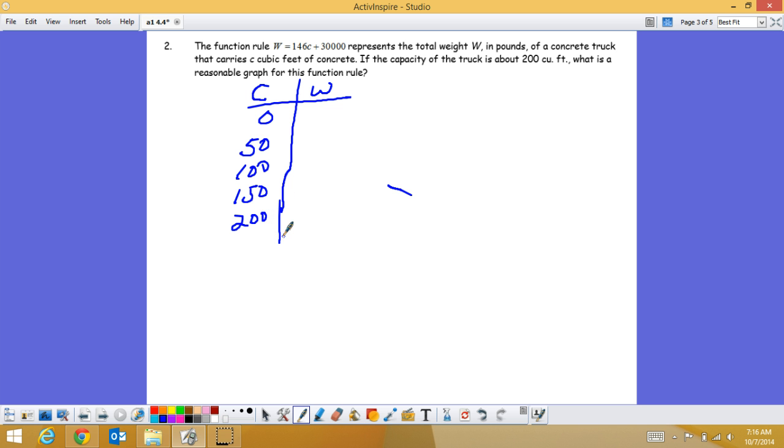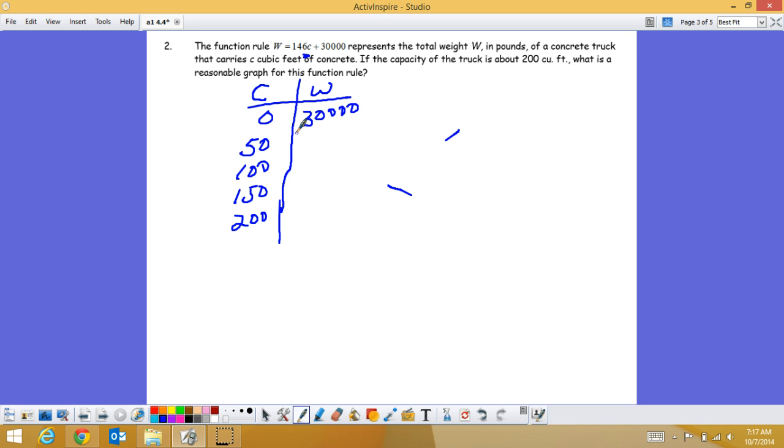And calculate the weight. Let me grab a calculator here. So when we substitute 0 in for C, 146 times 0 is 0, plus 30,000. So what this ordered pair means is that if the truck were not carrying any concrete at all, the total weight would be 30,000 pounds.